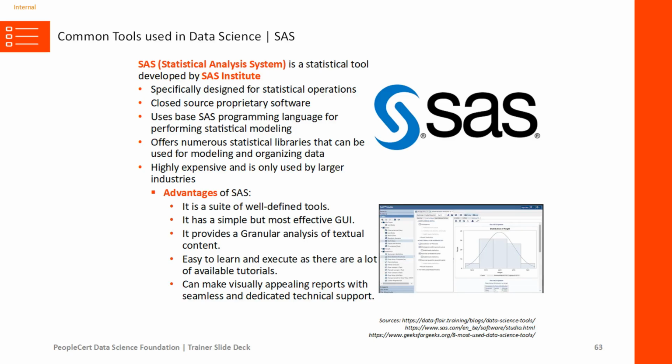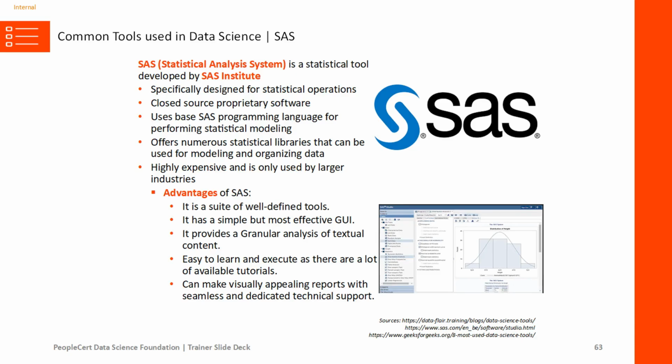Now let's look at the next tool, which is SAS. SAS basically stands for Statistical Analysis System. It is a statistical tool which is developed by SAS Institute. This is basically designed for statistical operations, and it is a closed source proprietary tool. People use the SAS programming language for performing statistical modeling. This is a tool which is mostly used in the academic area. It offers numerous statistical libraries which can be used for modeling and organizing the data.